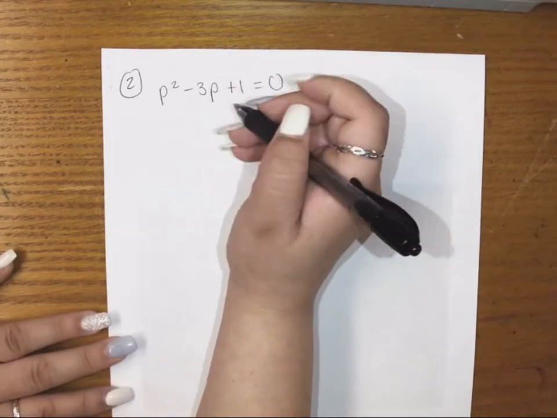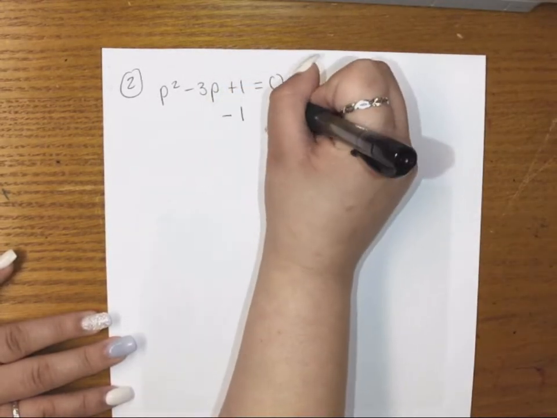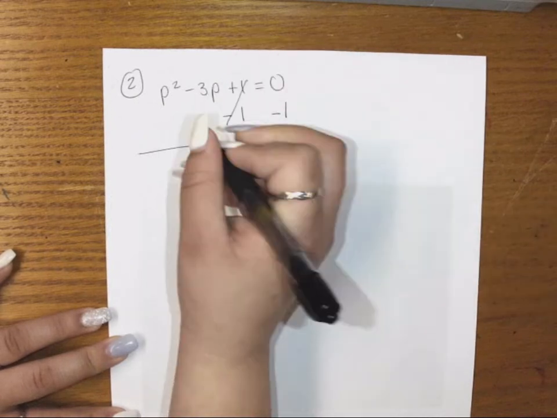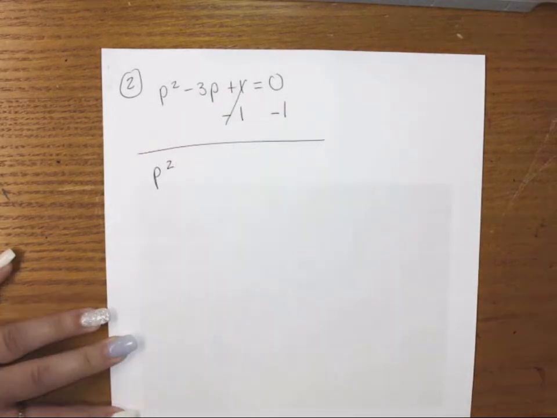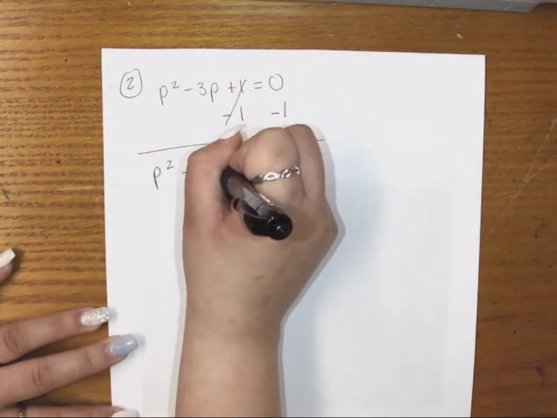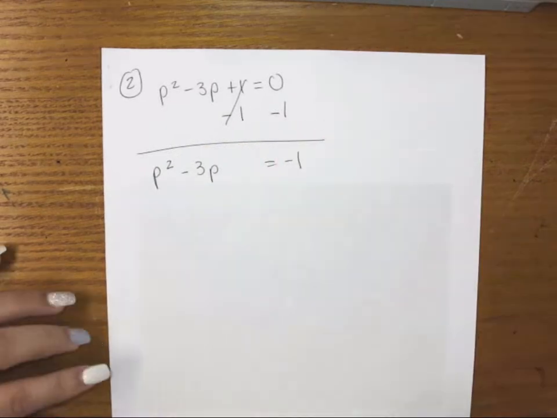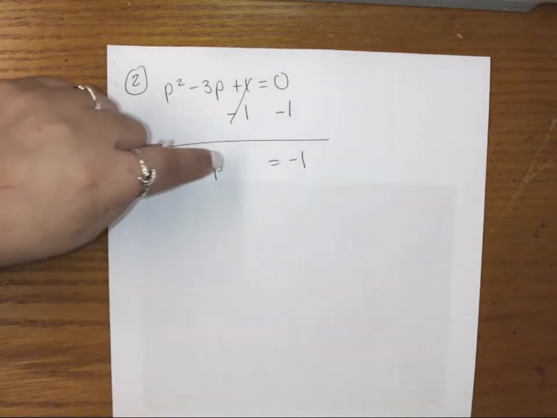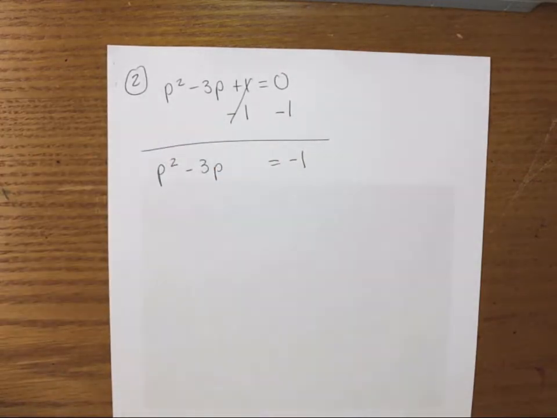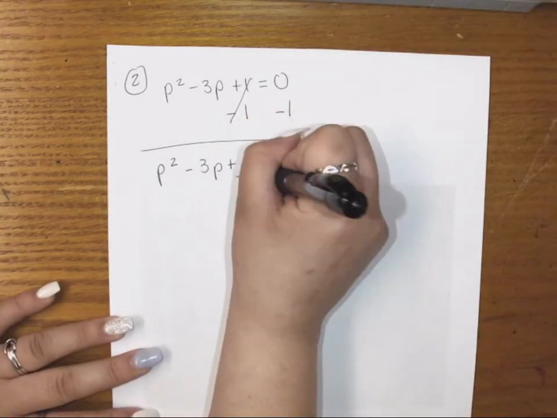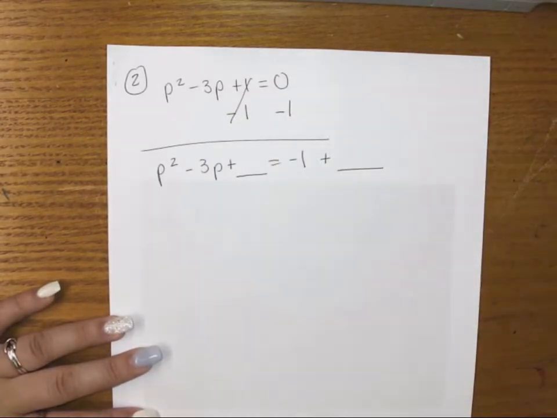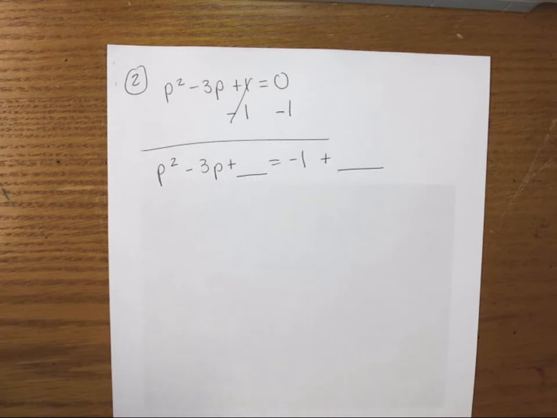That means we have to get rid of the 1. So we're going to get rid of the 1 by subtracting 1. Now we're left with p squared minus 3p equals -1. Once you have your p squared and your p term by itself, now you can complete the square.